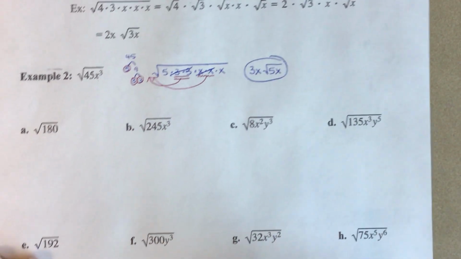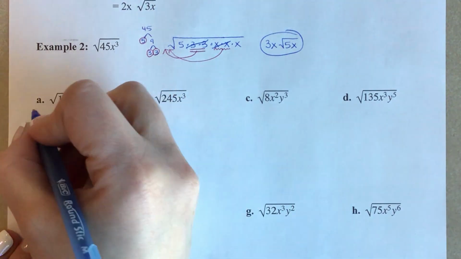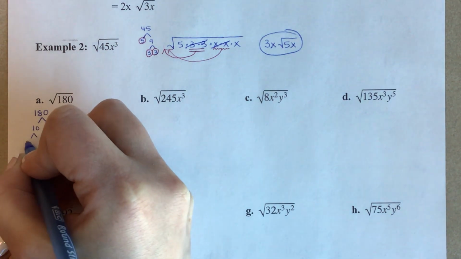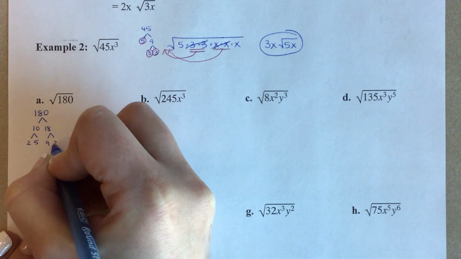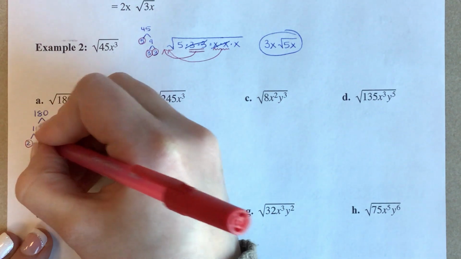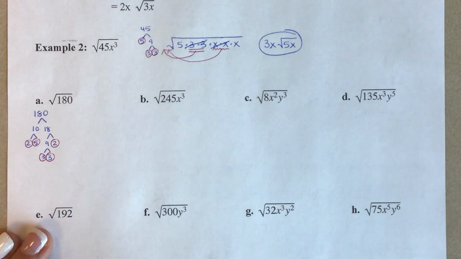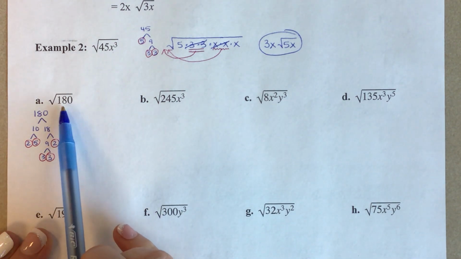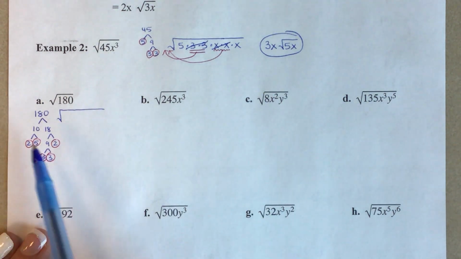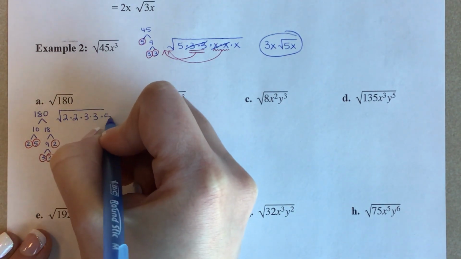Let's break down some more things. So we have the square root of 180. I'm going to break that down into its prime factorization. So I'm going to take 180, and I know that that's divisible by 10 and 18. 10 is 2 and 5. 18 is 9 and 2. 9 is 3 and 3. So now I have all my prime factors. I'm going to take those numbers and I'm going to rewrite them underneath the elbow radical. So I'm going to have the square root of, and I'm going to organize it. So I'm going to put my 2's together and my 3's together. So I got 2 times 2 times 3 times 3 times 5.